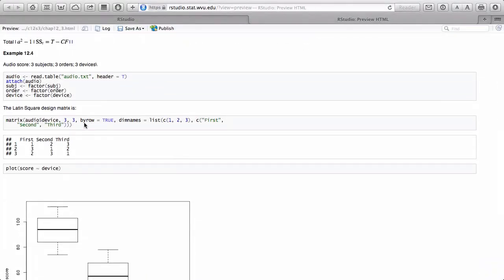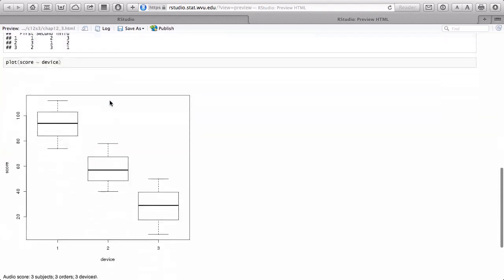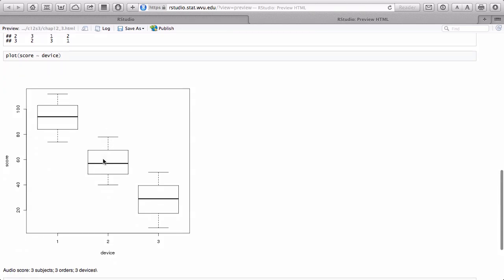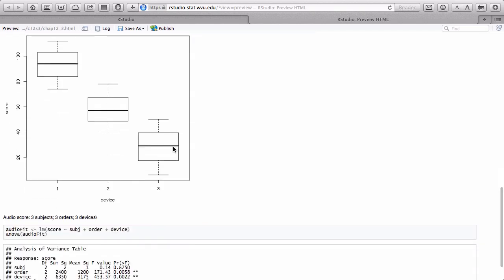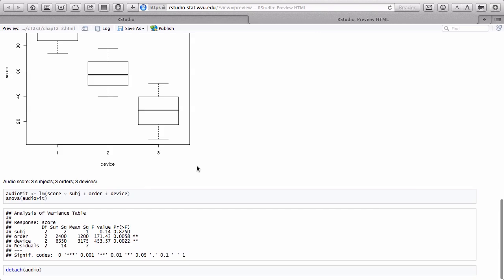And so here we have an audio score of 3 subclasses, 3 orders, and 3 devices. And I'm most interested in the devices, of course. So if I have the devices and I have the noise, you can see there appears to be a pretty big difference. And if we do the analysis of variance, we can see that we have subject, order, and device. We can see that everything is significant. Well, the order and device is, but not the subject.